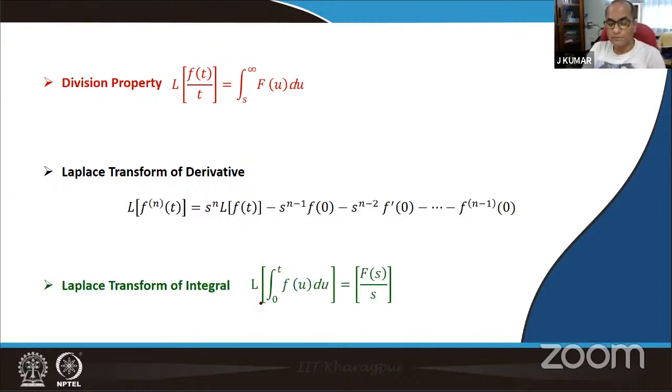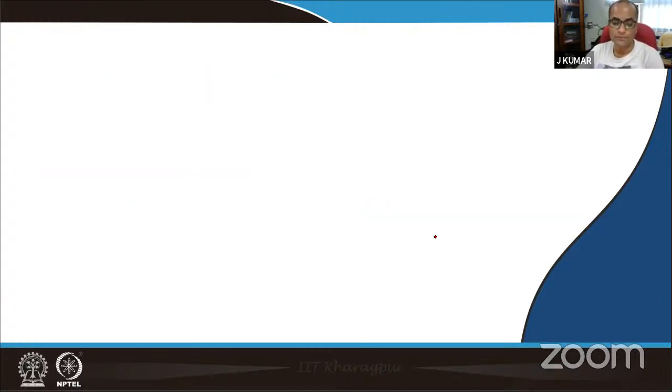The Laplace transform of an integral is also useful when we solve some integral equations. Our function is f, whose Laplace transform is F(s), but then we can also compute the Laplace transform of the integral from 0 to t of f(u) du, and that is just F(s) over s. So you can divide F(s) by s. It is another very important property.